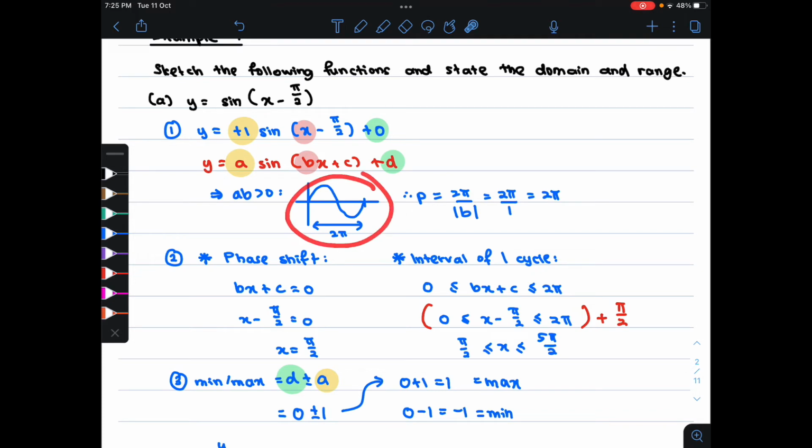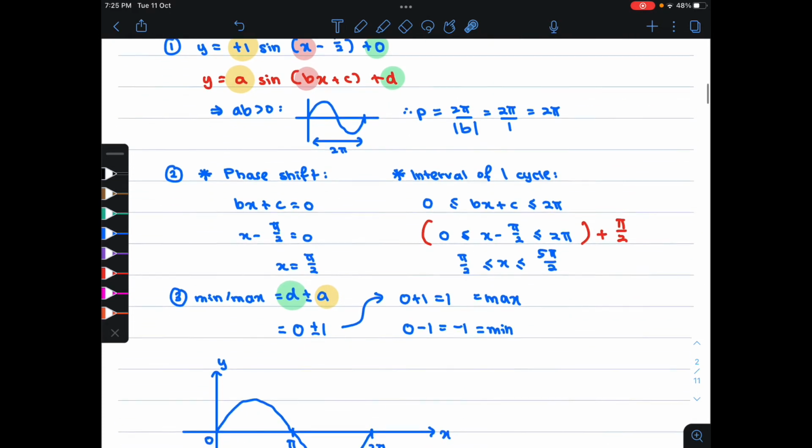That is by using the basic shape here. Now let's look at phase shift. So phase shift is x equal to pi over 2. Phase shift is the same as horizontal shift. That means you're going to shift your graph to the left or to the right.